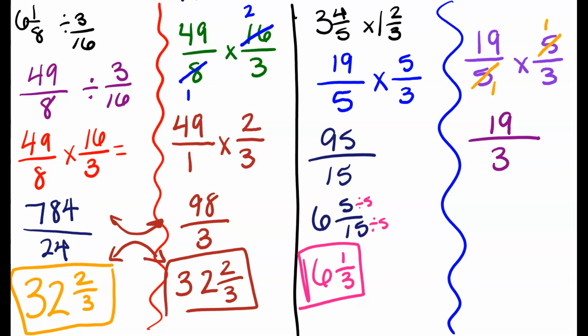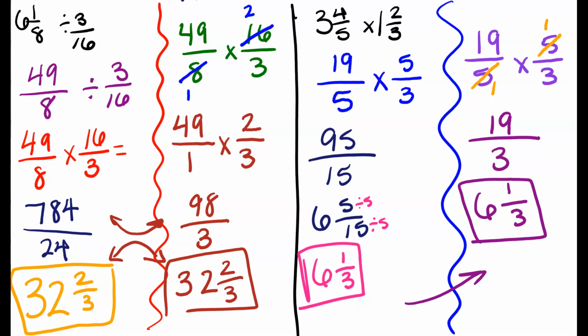And that's a bit easier to do in my head. I know 3 can go into 19 6 times. 3 times 6 is 18. And 19 minus 18 is 1 over 3. And I box it in. These got me the same answer. So both of the ways to do this are fine. 6 1/3 is our answer.